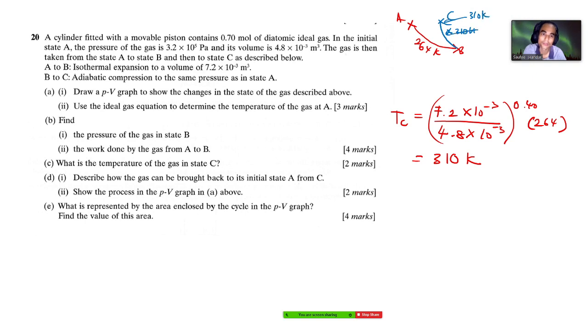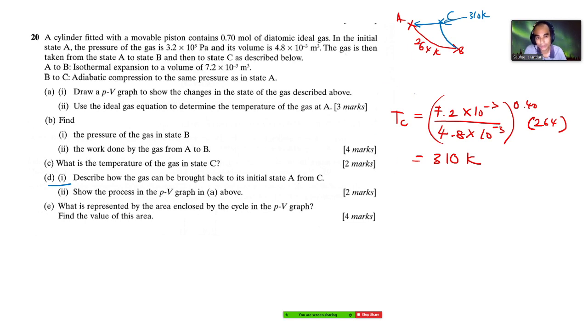310 Kelvin over here at that point. Okay, I suppose everyone already understood what I'm talking about. Okay, so D1: describe how the gas can be brought back to its initial state from C to A. So how can we do that?